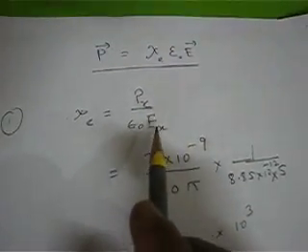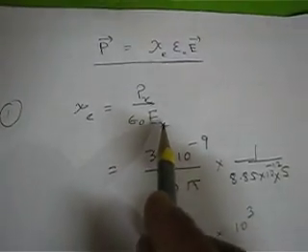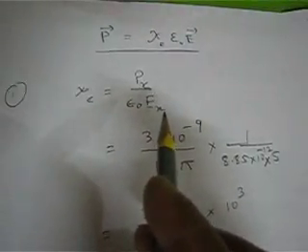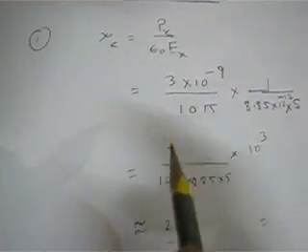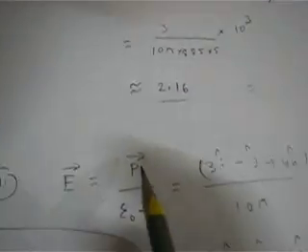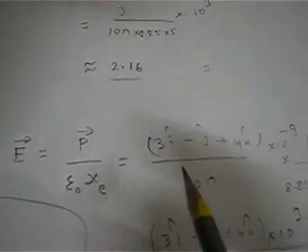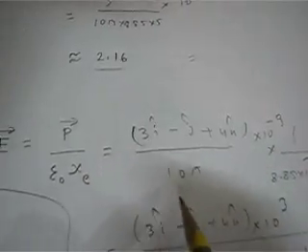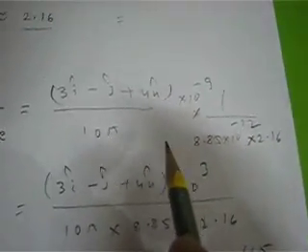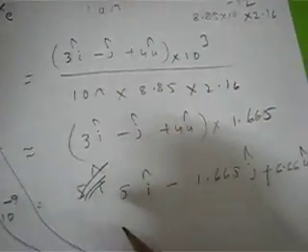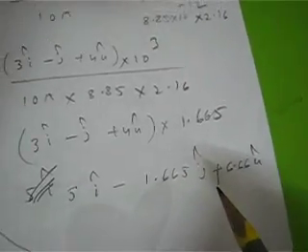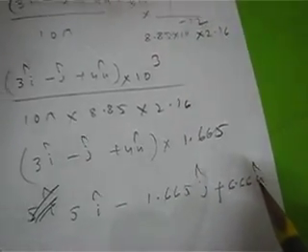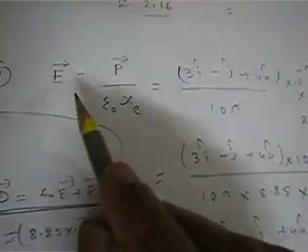Next one, the electric field. From this relation, the electric field can be calculated. Here it is the x component of the electric field, but when we calculate the electric field E vector, all the components should be included. So E vector equals P vector by epsilon naught chi e. Putting the values of P vector, epsilon naught value and chi e, after simplification we will get this result: 5 i cap minus 1.665 j cap plus 6.66 k cap. This is the value of the electric field vector.